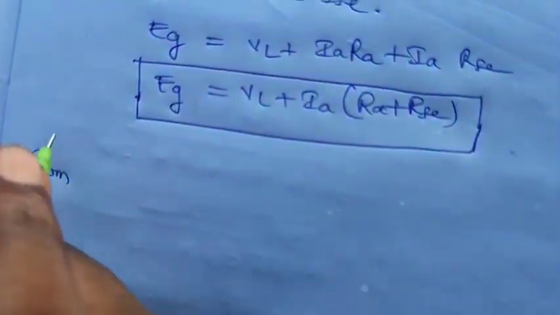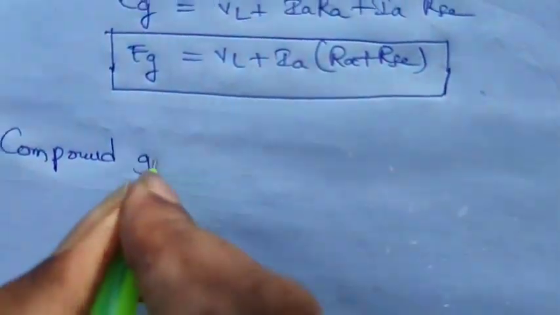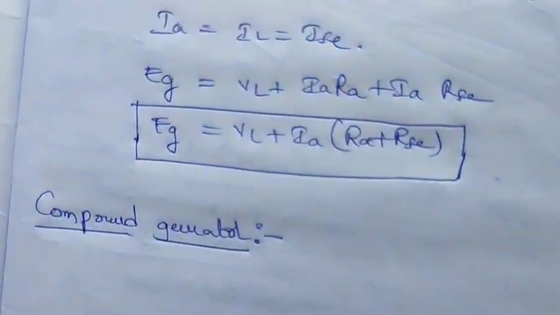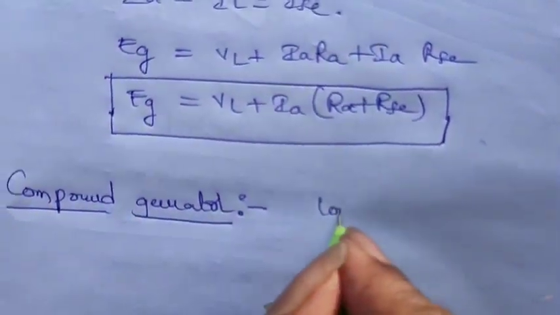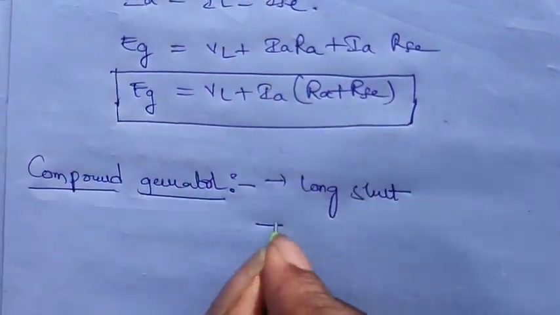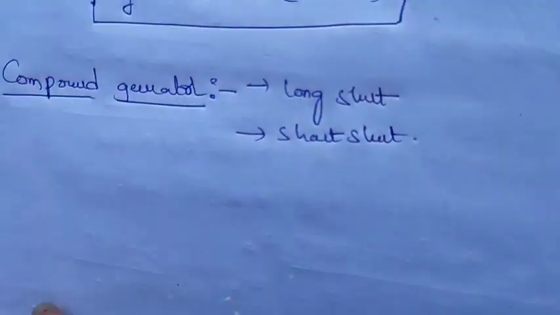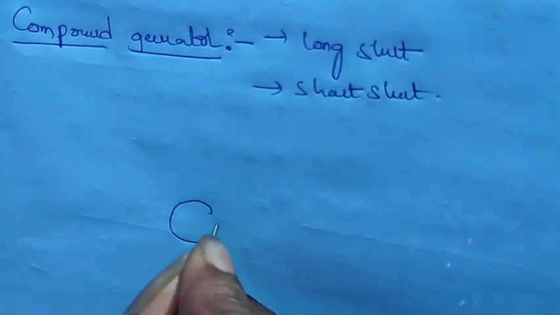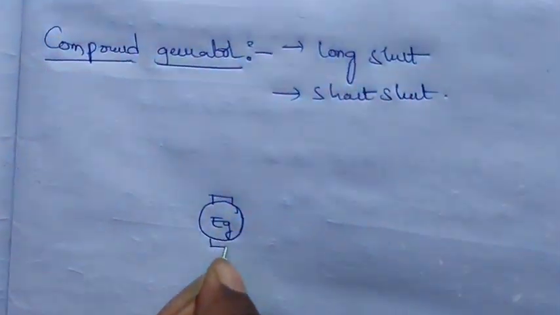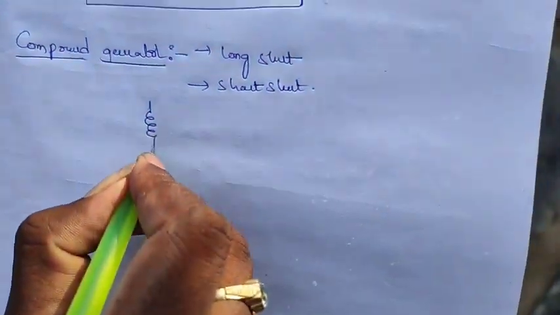Next, compound generator. In compound also we have two sections. One is long shunt, another one is short shunt. So see in that one, long shunt is the EG. In compound generators we have two fields.